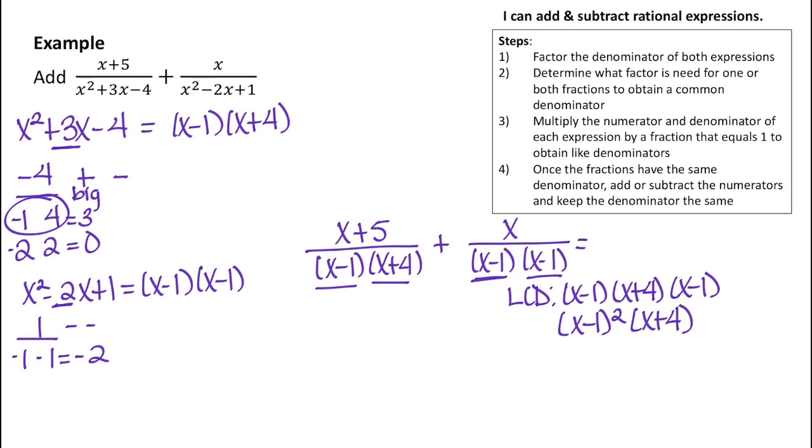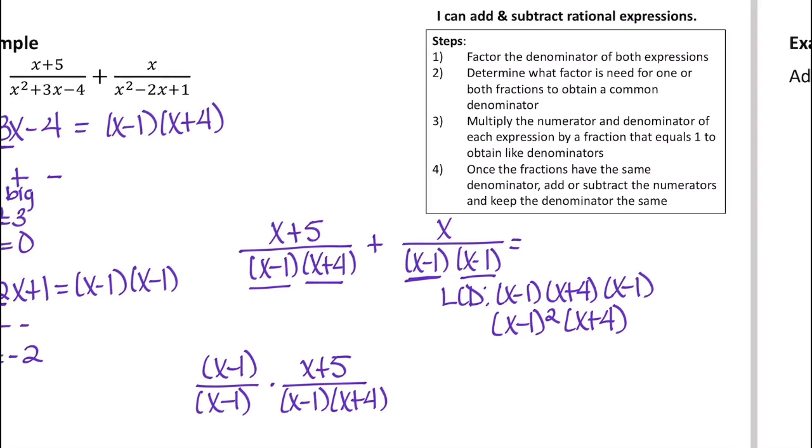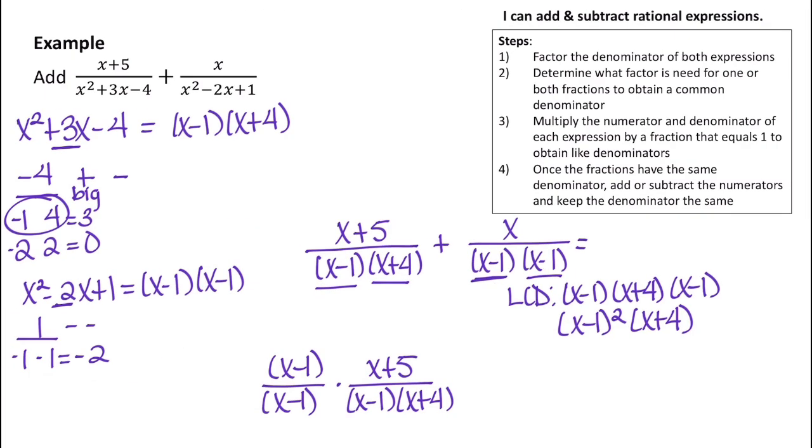So what I'm going to do now is take each expression and figure out how to get the common denominator. So the first expression I'm going to need to multiply by x minus 1 over x minus 1. So when I do that, I'm multiplying that by x plus 5 over x minus 1 times x plus 4. So let's multiply the numerators together. So we have here x minus 1 times x plus 5.